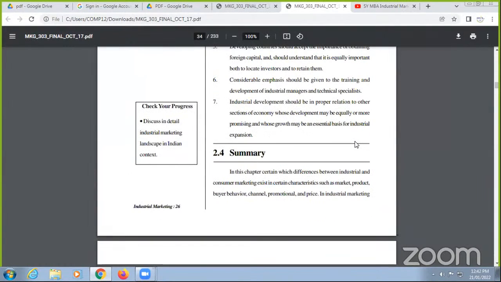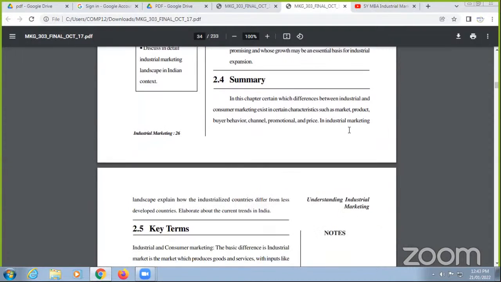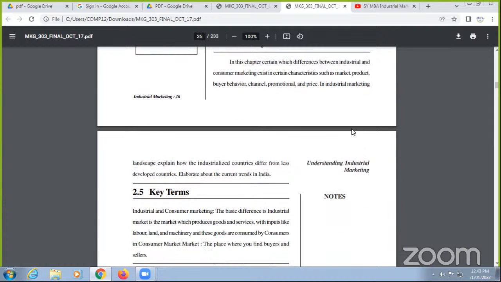In this topic, the main questions in this chapter: explain the difference between industrial and consumer marketing, examining certain characteristics such as market, product, buying behavior, channel, promotion, and price. In the industrial marketing landscape, explain how industrialized countries differ from less developed countries. Elaborate on the current trends in India.